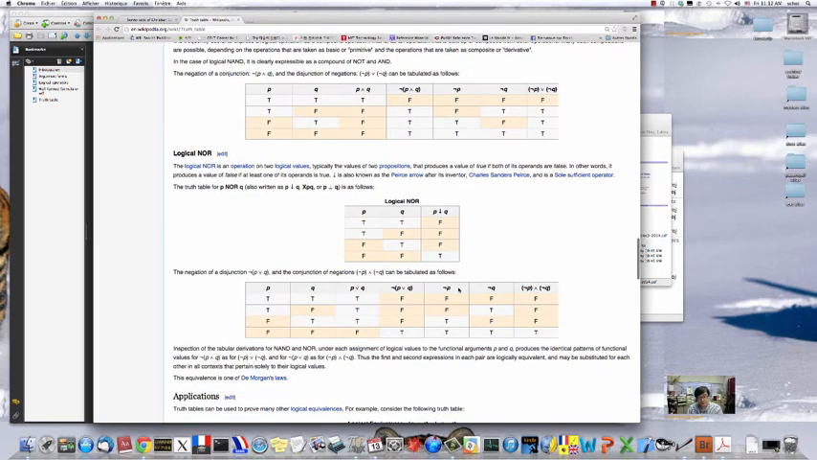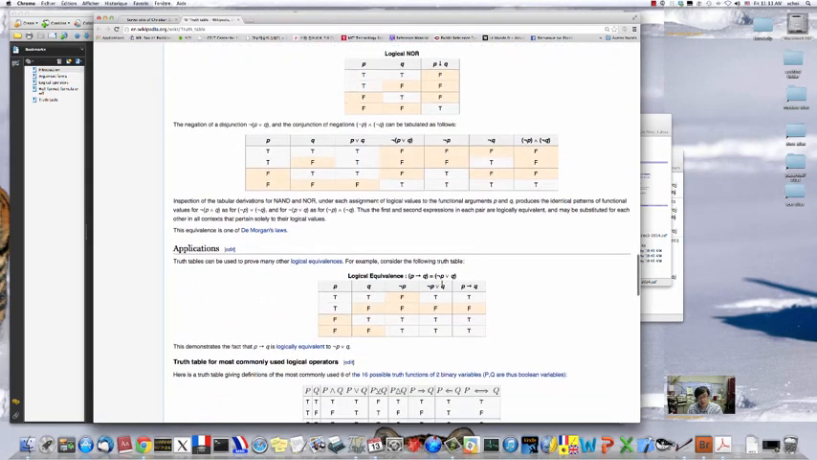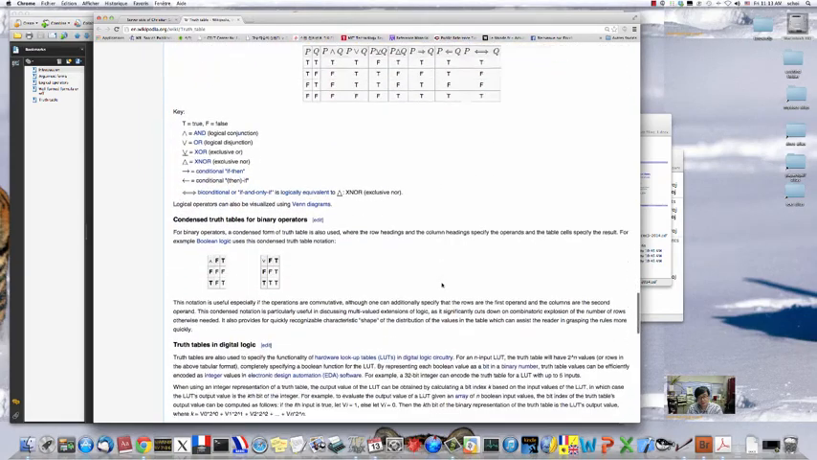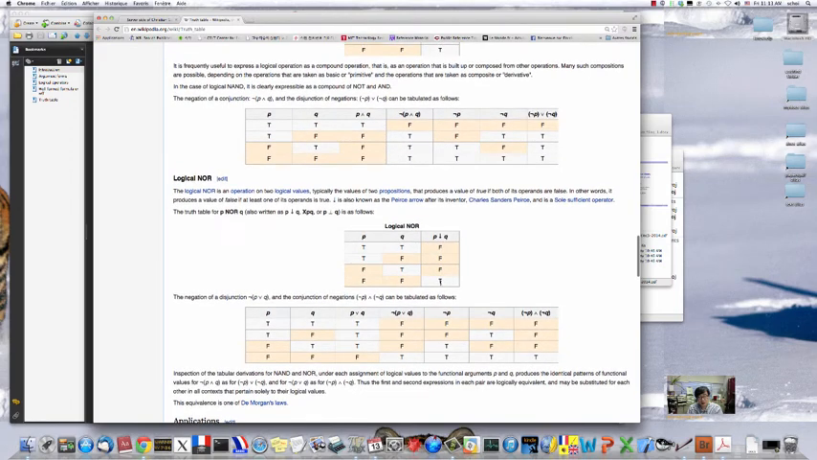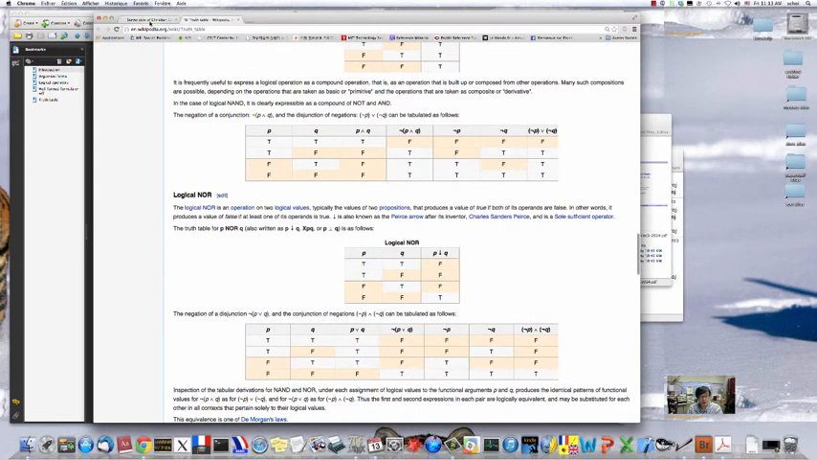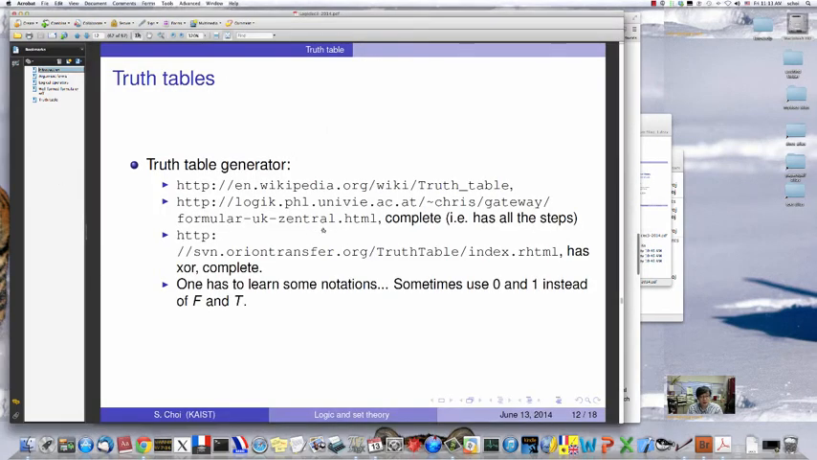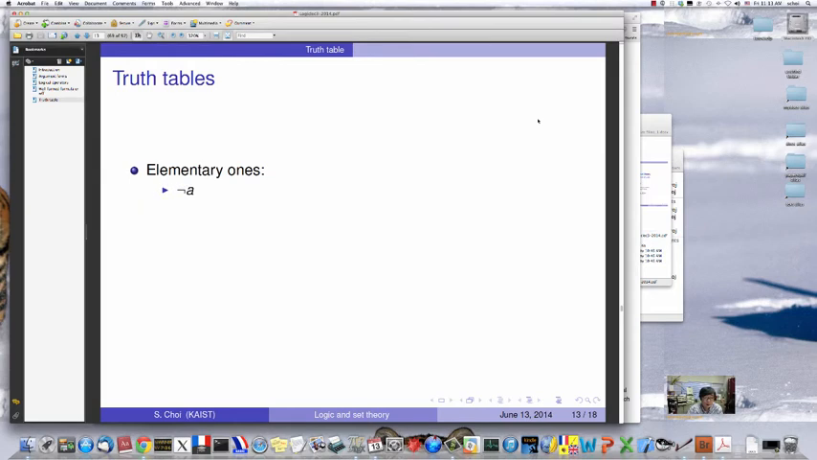Here there are some other examples. You can actually compute any value of a well-formed formula using these kinds of methods. So let me show you these examples. The elementary ones are negation, and, or, and imply. Every other logical operator can be built from these.